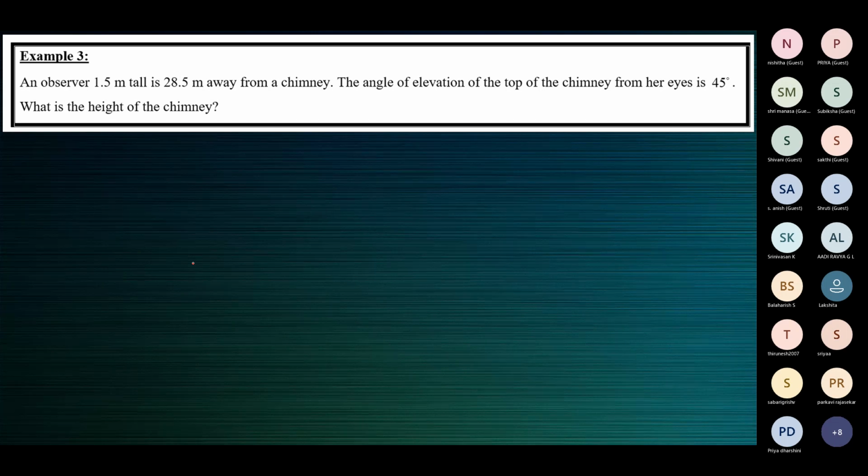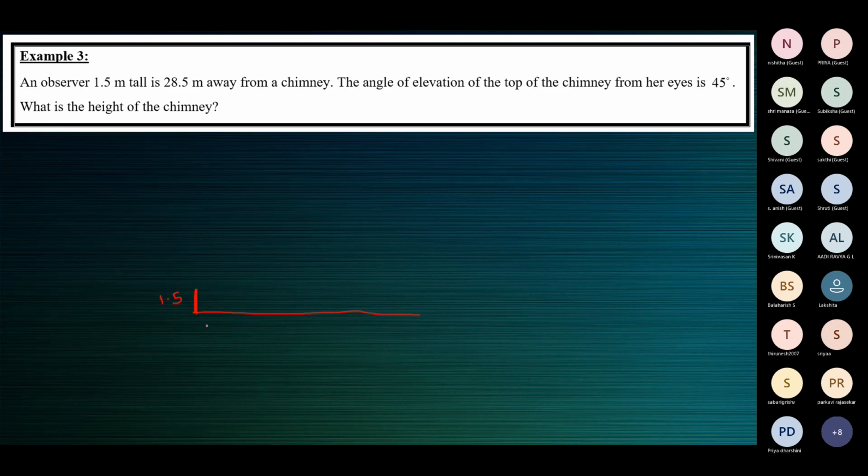NCERT example 3. An observer 1.5 meters tall. So let's take the ground level. This is the ground. This is the level ground. And we know the height of the observer. The observer is 1.5 meters tall. So let us represent the height of the observer with this line segment. All right. So this is the observer 1.5 meters tall.